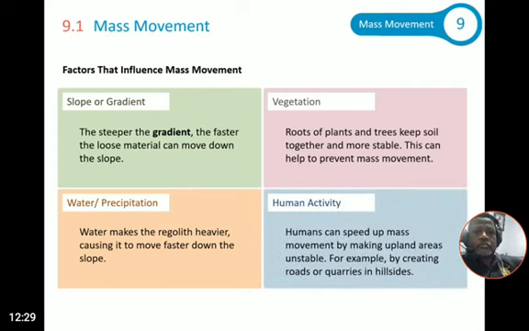And then lastly, we have people. Work carried out by people, such as digging and drilling, will actually disturb the ground, which makes the material, the regolith, really loose and will cause mass movement.